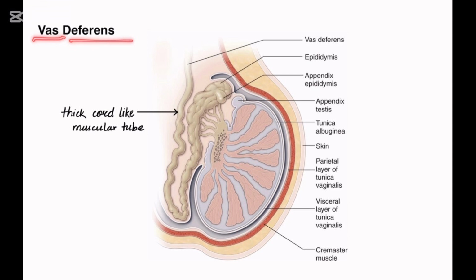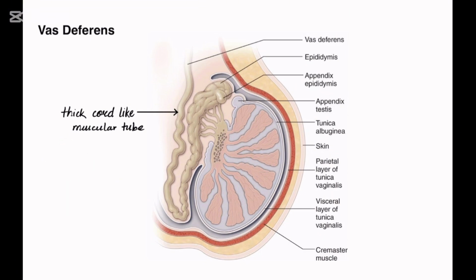Vas deferens is a thick cord-like muscular tube. Since it is thick and muscular, it contains multiple layers of muscle in its wall. See, usually the structures in the body contain 1 or 2 layers of muscle. Like the epididymis, it contains 1 layer of smooth muscle. In the majority of the GIT, they contain 2 layers of smooth muscle. But here, there are 3 layers of smooth muscle.